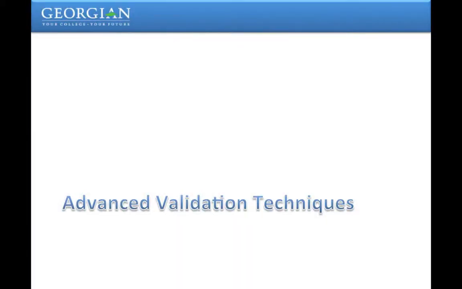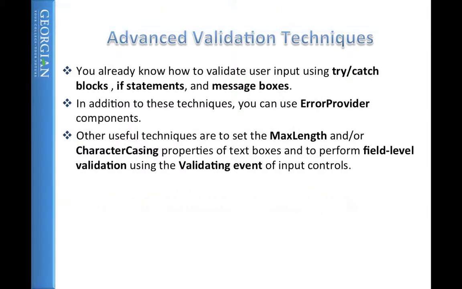So up until now, our validation techniques have allowed you to do things like use try-catch blocks and so on. And you can use if statements, any kind of conditional statements, message boxes to provide feedback to the user saying, hey, this is wrong. You need to enter this data, right? But there's some other techniques you can use. ErrorProvider is kind of cool, right?